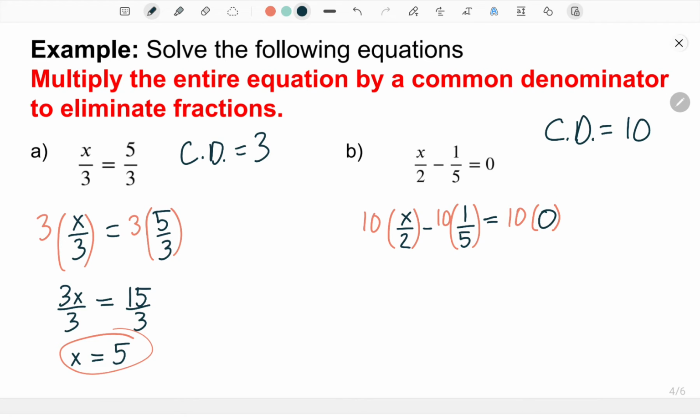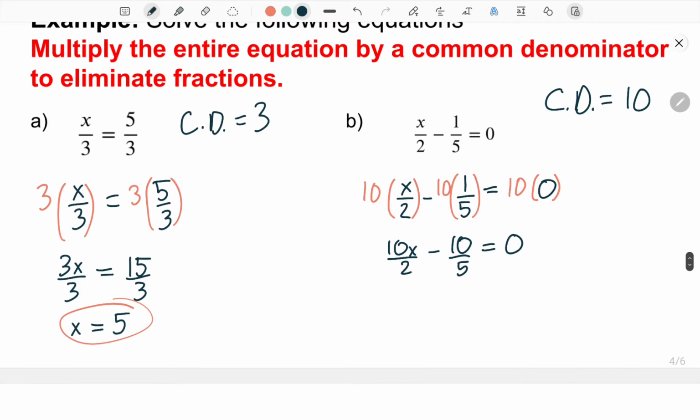Okay, so everything's multiplied by 10. So let's go ahead and compute that. So you have 10x over 2 minus 10 times 1, which is just 10, over 5 equals 10 times 0, which is, well, still just 0. So that didn't do anything on the right-hand side. Okay, 10x over 2, well, 10 divided by 2 is just 5x minus, well, 10 divided by 5 is just 2 equal to 0. So we've eliminated our fractions. That's our goal when we multiply by the common denominator.